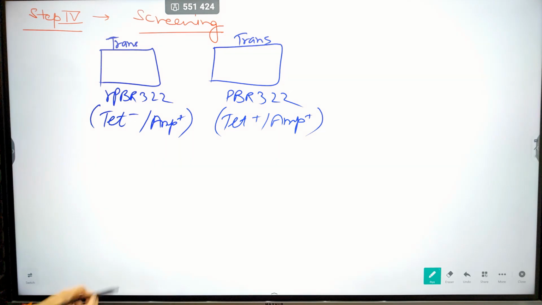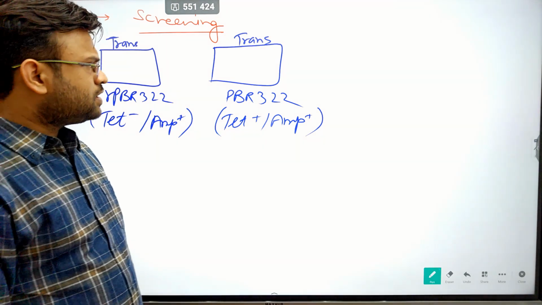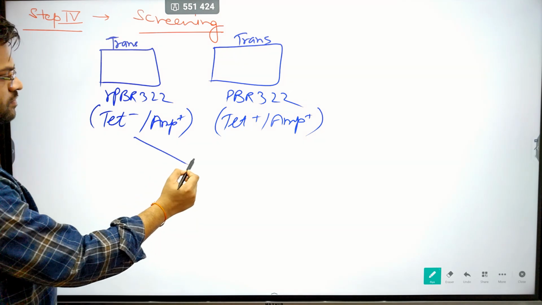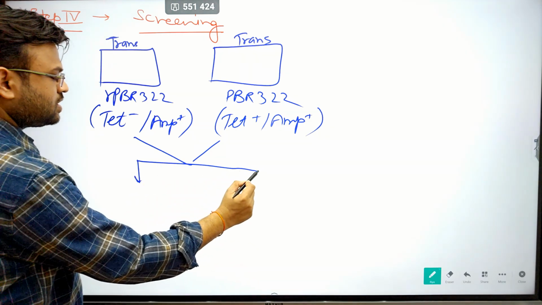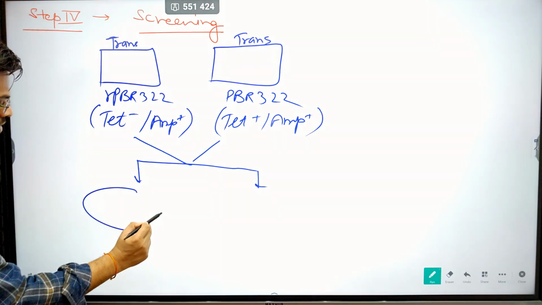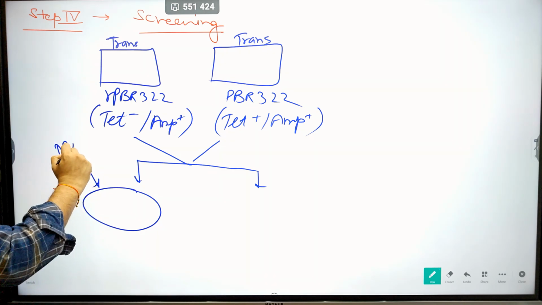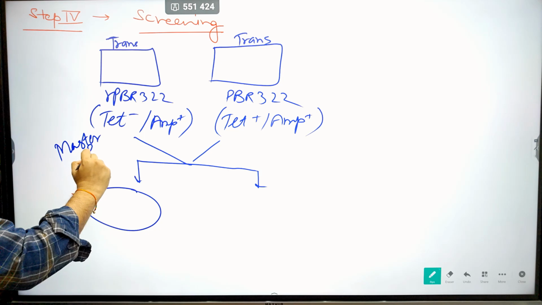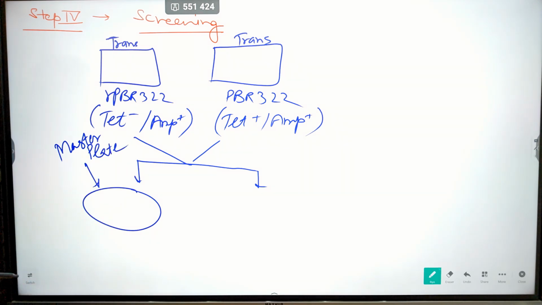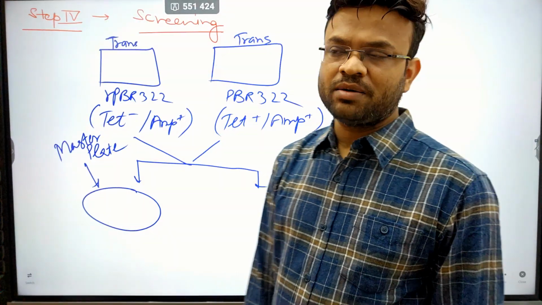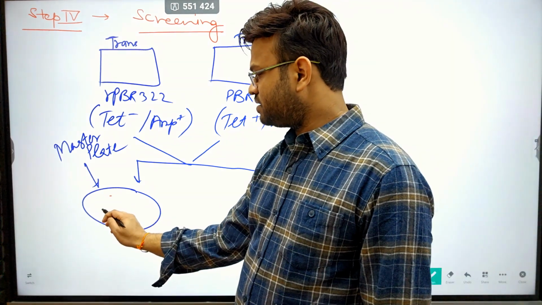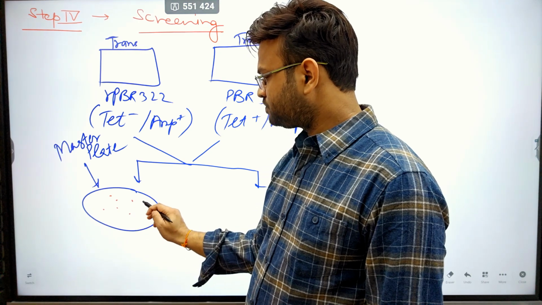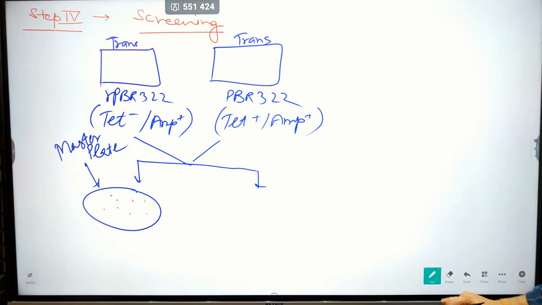Now, in the next step, I will be transferring these two bacteria onto two different plates. Let us say that this is the master plate. In the master plate, I am putting no antibiotic. There is no antibiotic in this master plate. Now, if you are not putting any antibiotic in the master plate, what will it mean? That all the different types of bacteria will start growing over here.